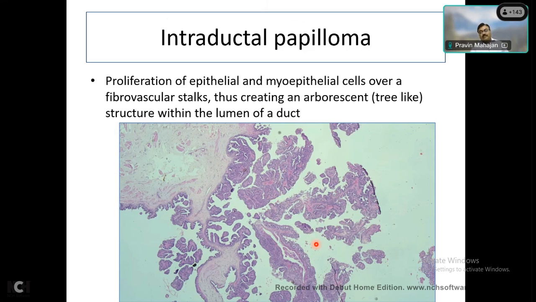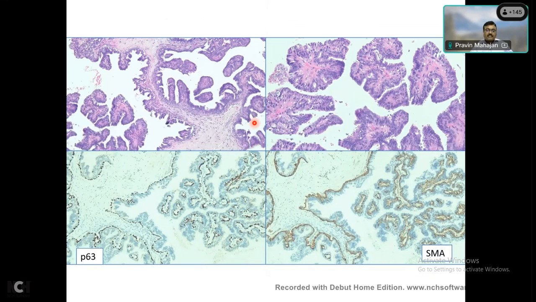Even on low power one can make out that this lesion looks blue and pink. The moment the lesion looks papillary and also looks blue and pink, with good pink there, one starts to think, or has to suspect, that this will probably turn out to be a benign papillary lesion. And then you start to move on to high power. Now here again you see these are the thick branches.